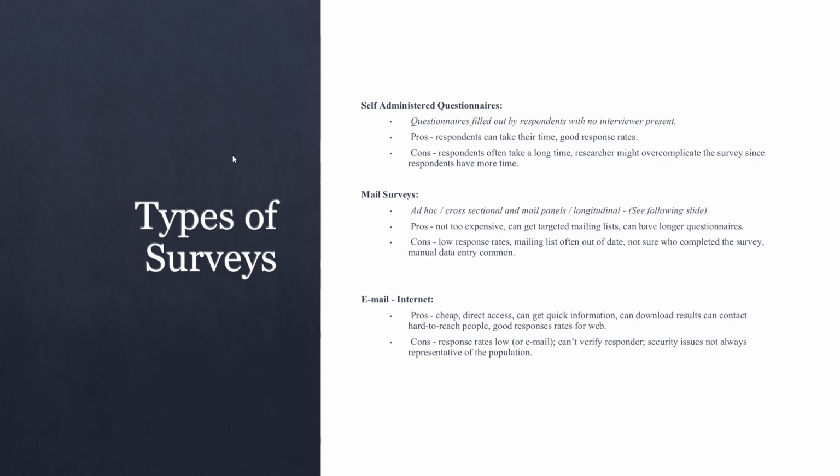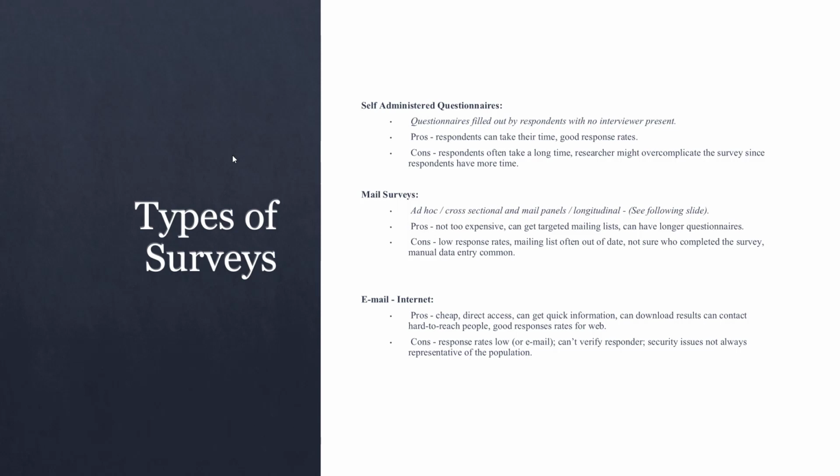The third type is the email internet survey. Obviously, this is the big one. We're going to talk about online survey research next time. The pros, obviously: it's cheap, direct access, quick information, and you can actually download results as fast as they are being conducted, and you can also contact hard-to-reach populations. Usually response rates are pretty good, decent, for internet email surveys.